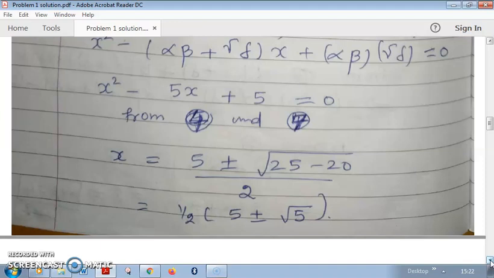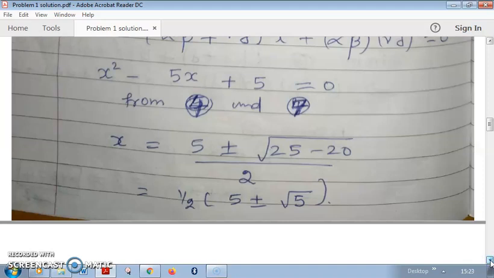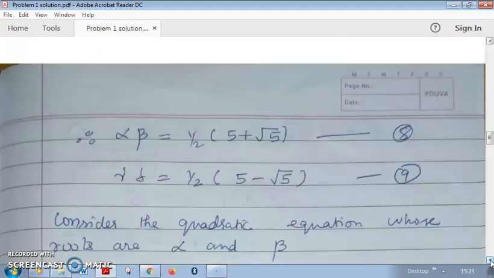From here we understand that we are getting 2 roots, that is plus or minus is there, no? Therefore we are getting 2 roots, that is alpha beta is half of 5 plus root 5, gamma delta is half of 5 minus root 5. So we got 2 values.